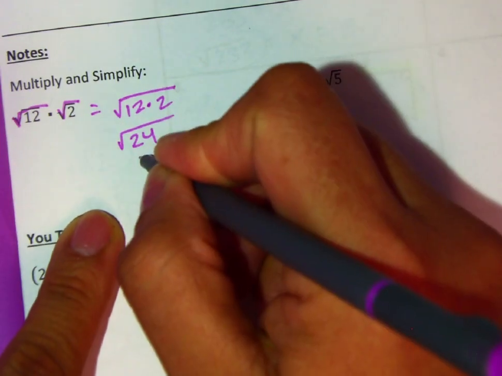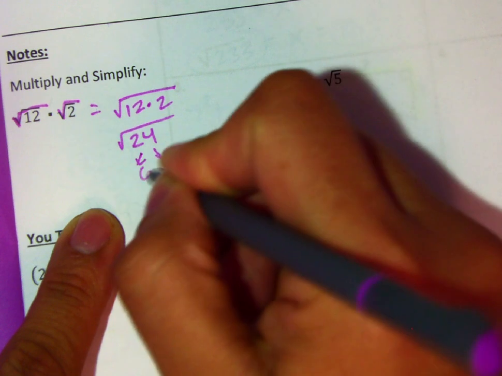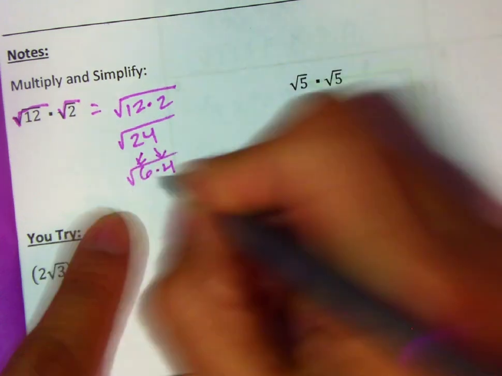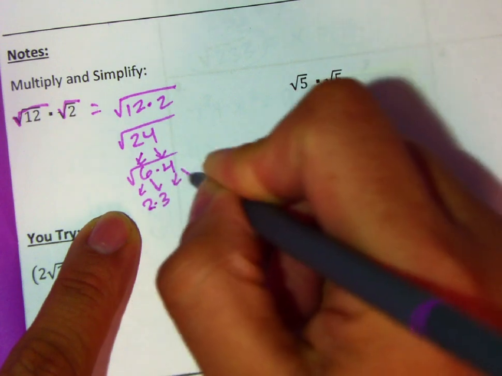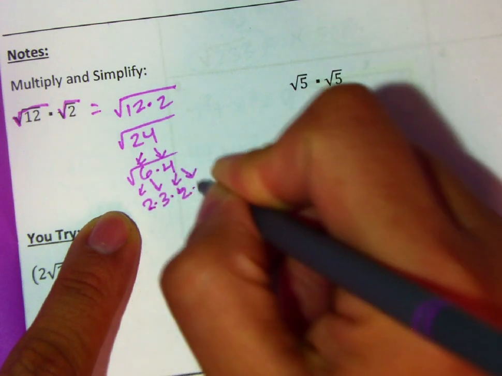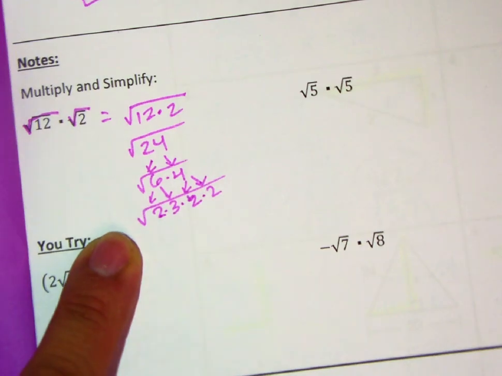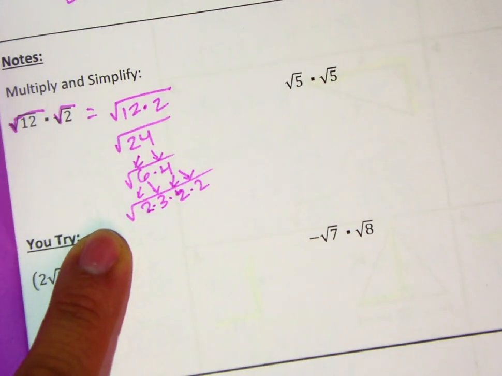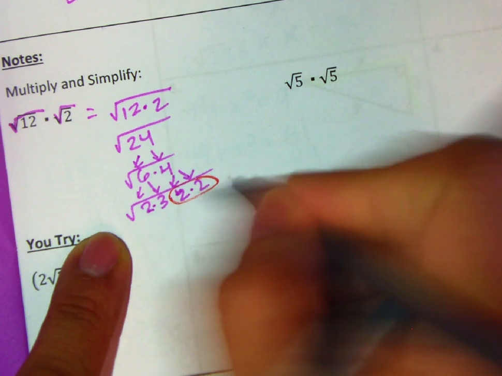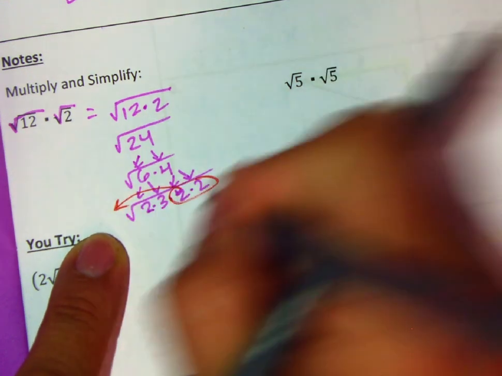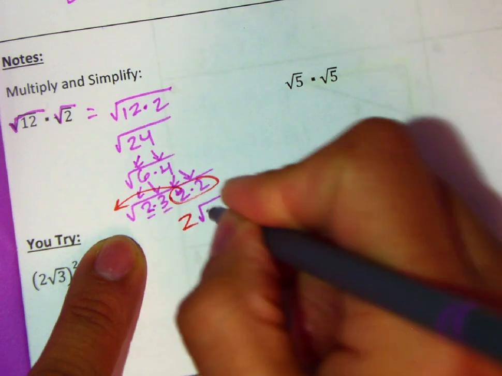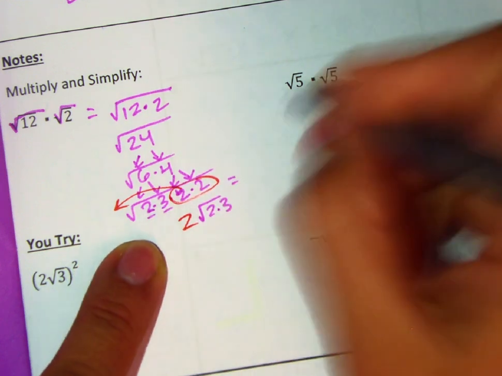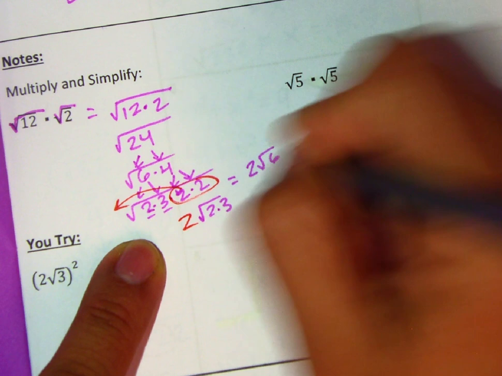24 will break down into 6 times 4, and then 6 becomes 2 times 3, and 4 becomes 2 times 2. Okay, so now you're looking at pairs, and the pairs here will be these two that come out. And on the inside, you still have this 2 and 3. So the answer here would be 2 square root of 6.